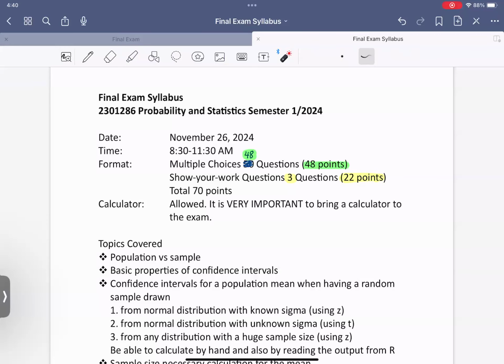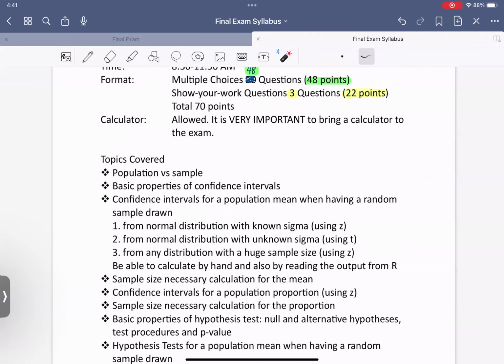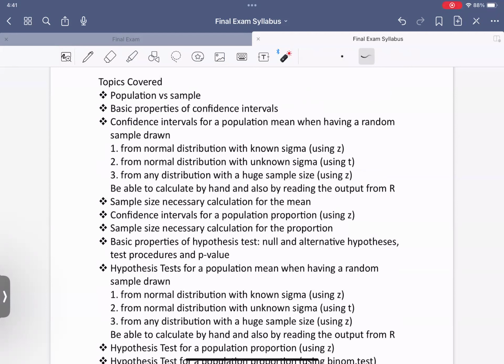All right. We're gonna take a look at the topics covered for the final exam. Basically, if you follow the handouts that we learned throughout the semester, you're gonna be fine. But this is a checklist one more time to make sure that you don't miss anything. So the topics covered are gonna start, first of all, with the difference between the population versus sample.